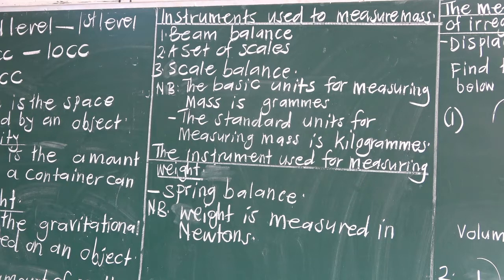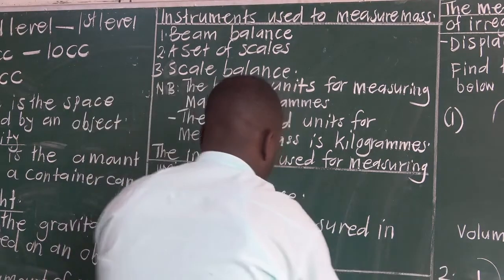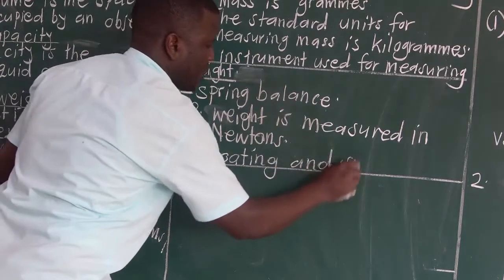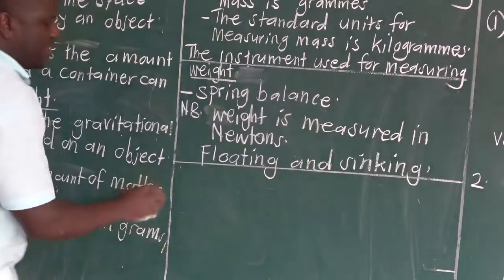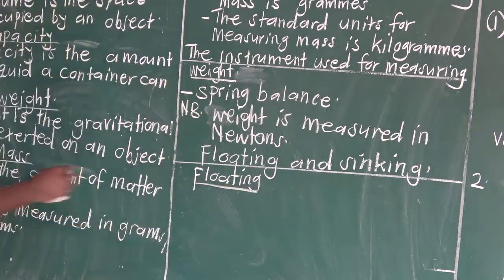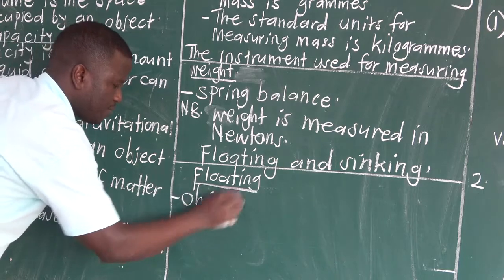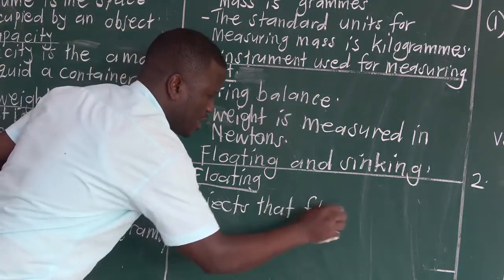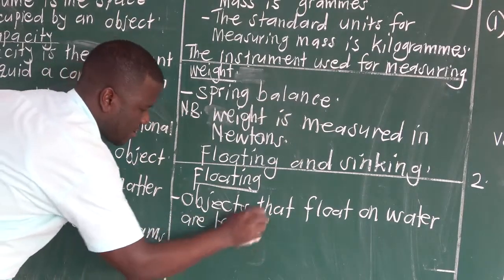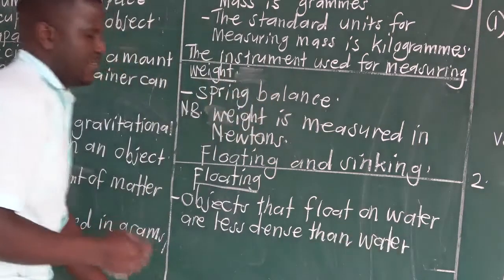Then next we look at floating and sinking. Begin with floating. Objects that float on water are less dense than water.